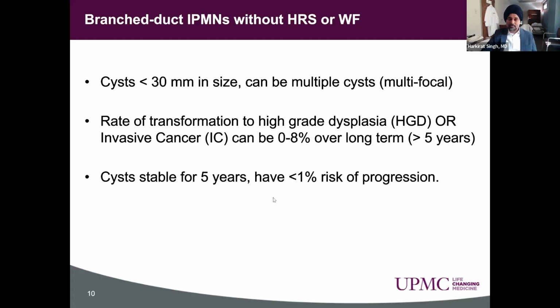If the cysts are stable for 5 years and you follow them further, and we have data up to about 8 to 10 years, they have a less than 1% risk of progression. Progression would mean progression to a high-grade dysplasia or a cancer, or, for example, development of any high-risk stigmata.